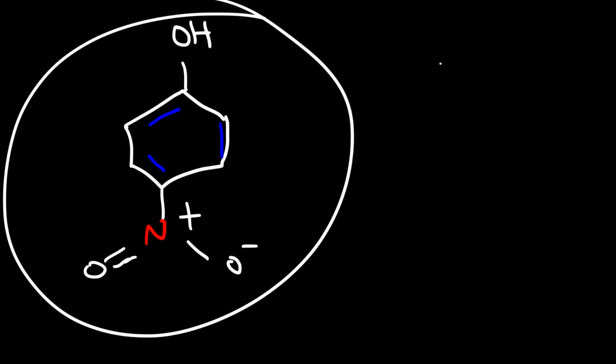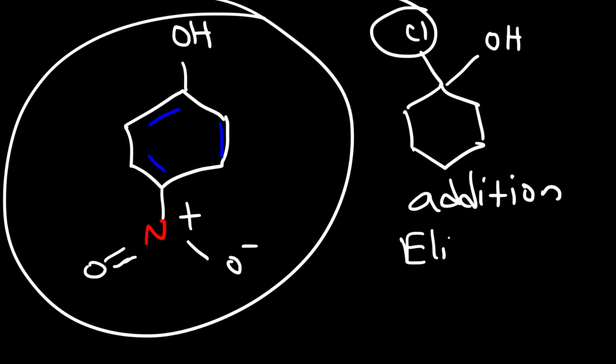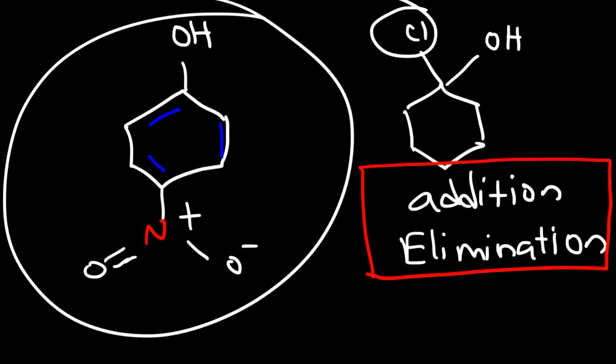But in the first step, where we added the OH group and we still had the chloride group, that was an addition step. The second step was the removal of the chloride group, and so that was an elimination step. So this reaction is also known as an addition-elimination reaction because we added something first and then we removed something later. But overall, it's still a substitution reaction, but specifically a nucleophilic aromatic substitution reaction.